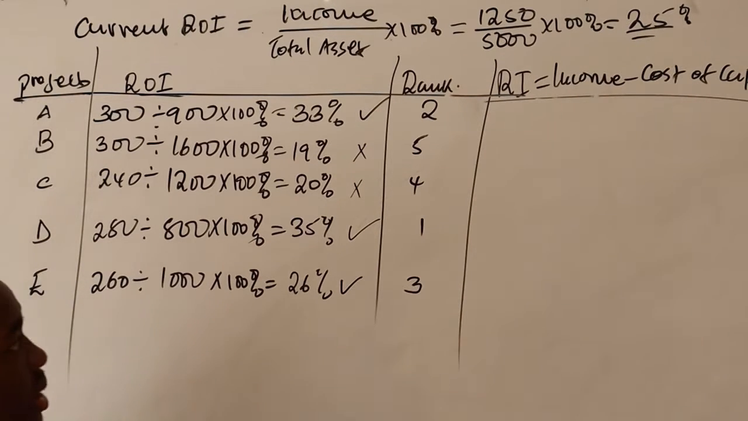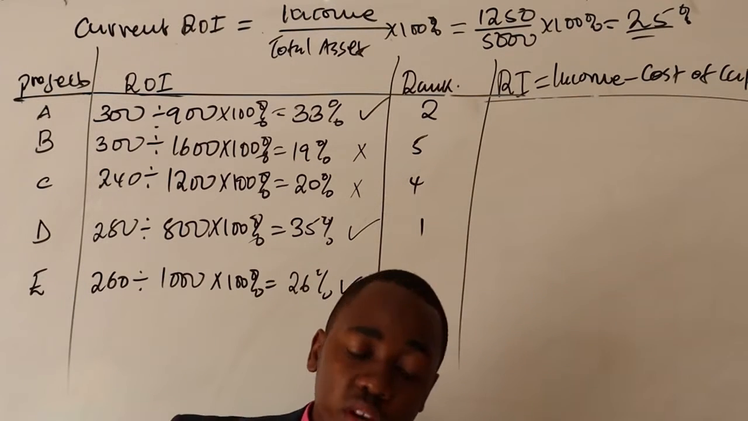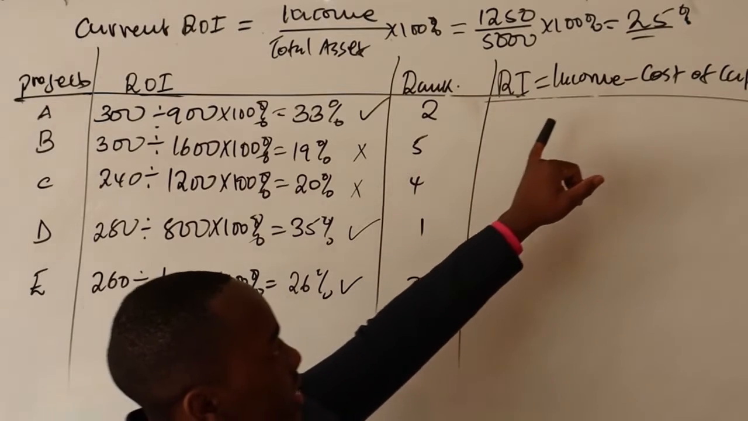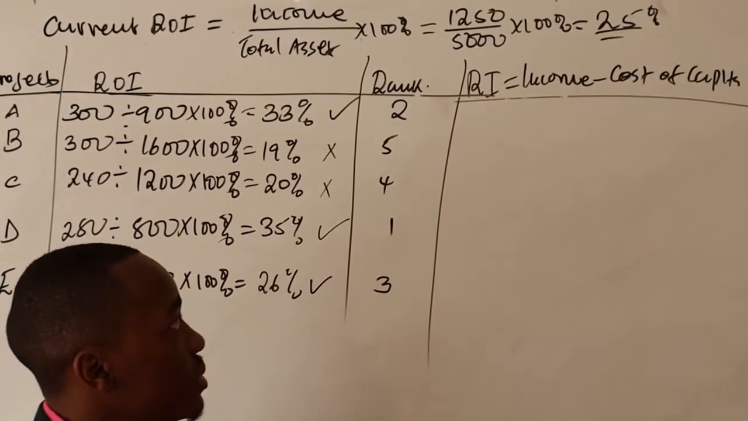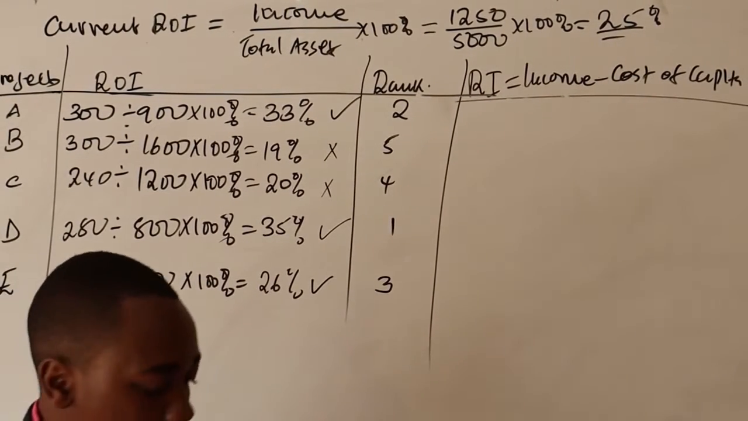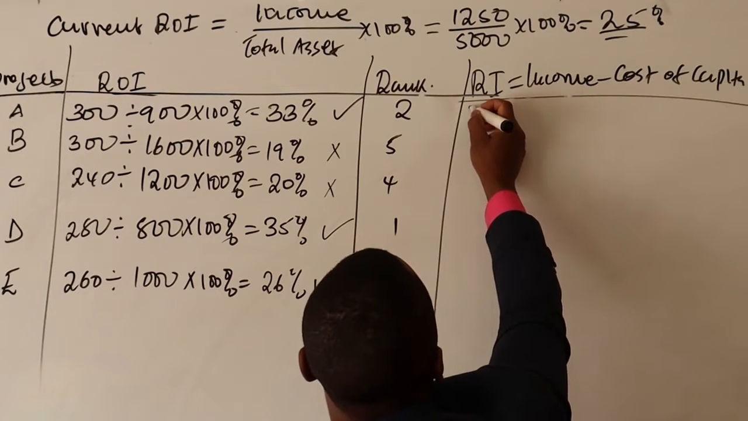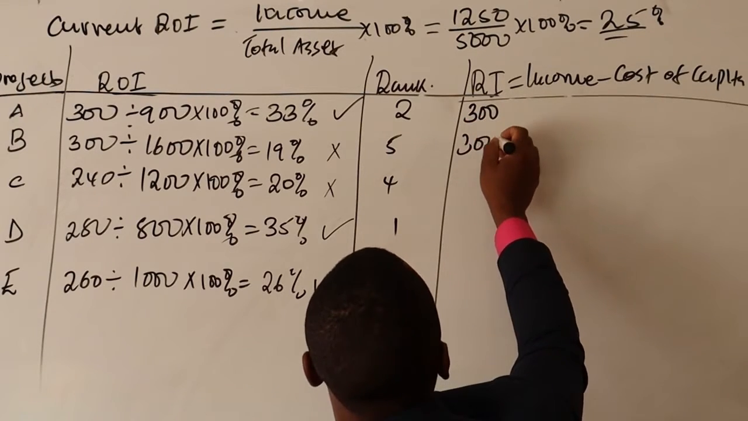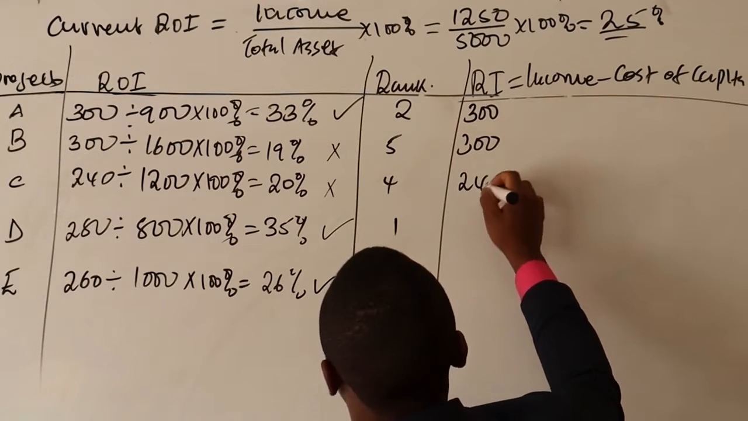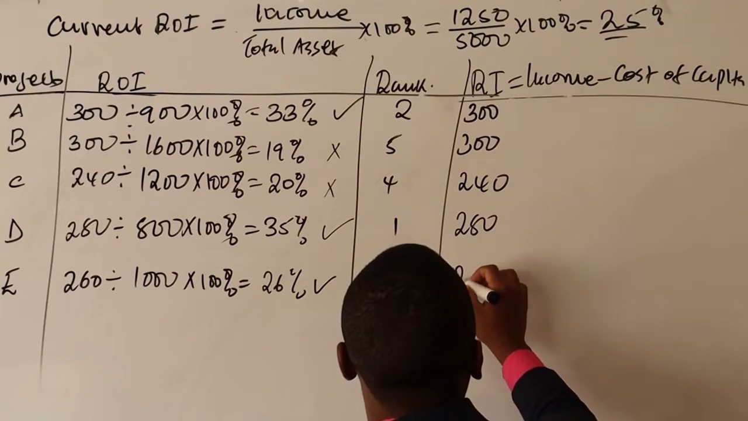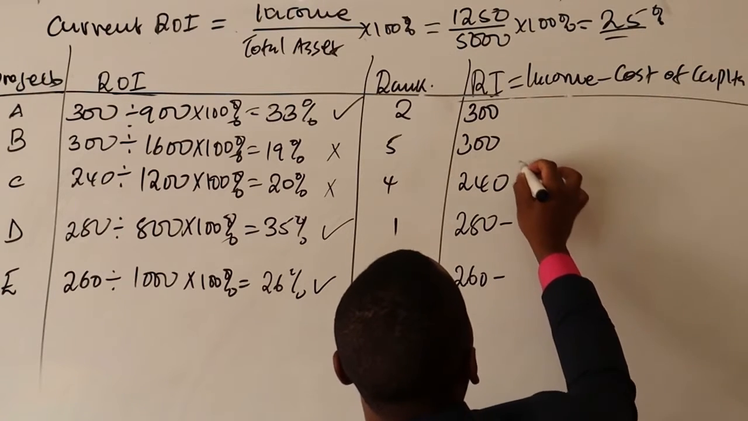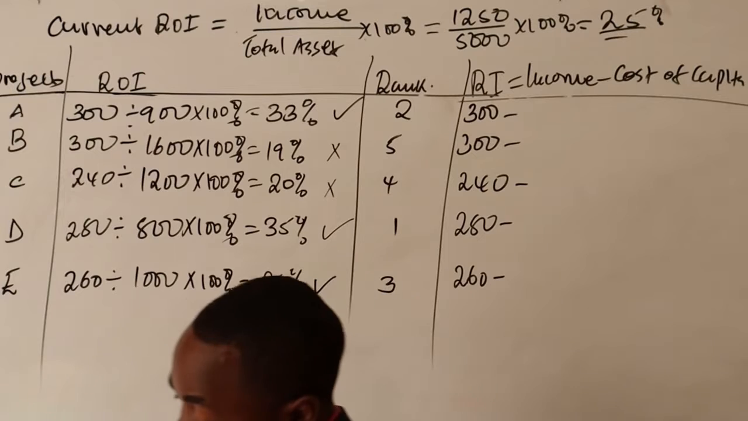Now let's determine our residual income. How do we get the residual income? We say that for residual income, you take the income and deduct the cost of capital. And how much was our income? We had 300 for project A, 300 for project B, 240, 280, and 260. Then you deduct the cost of capital. How much is the cost of capital?